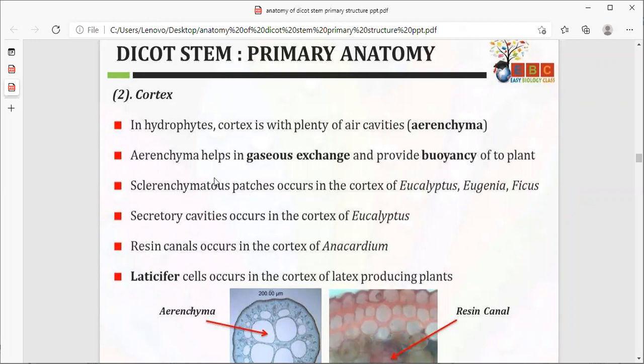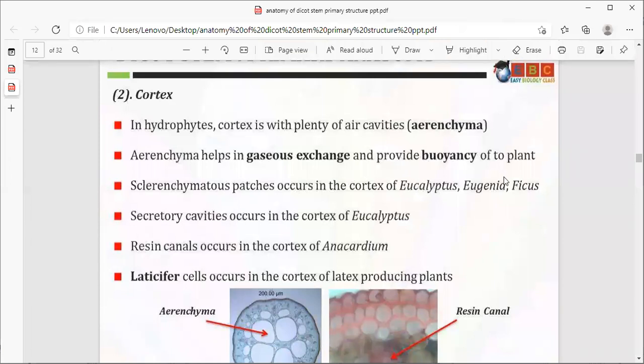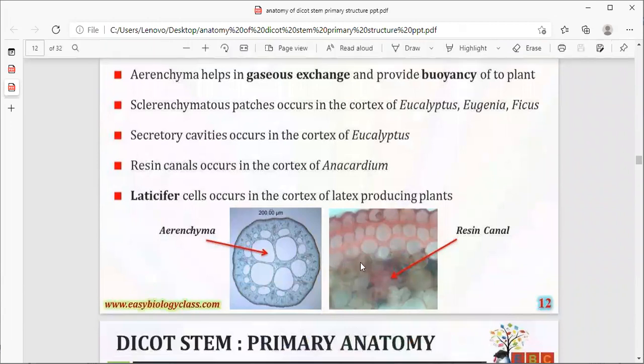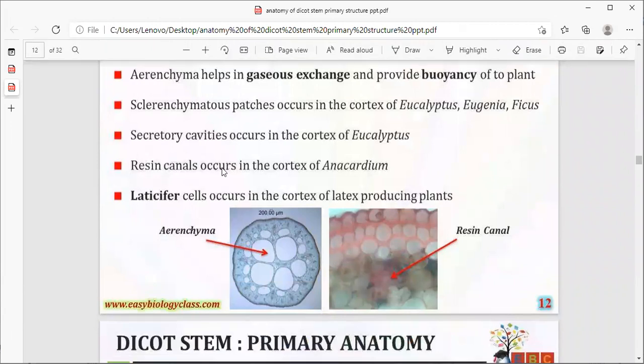Next, if you see in the secondary growth of some kinds of dicots like eucalyptus, eugenia, ficus, the parenchymatous patches we can also observe in the cortex here. So here, as like this, resin canals occur in the cortex of anacardium.